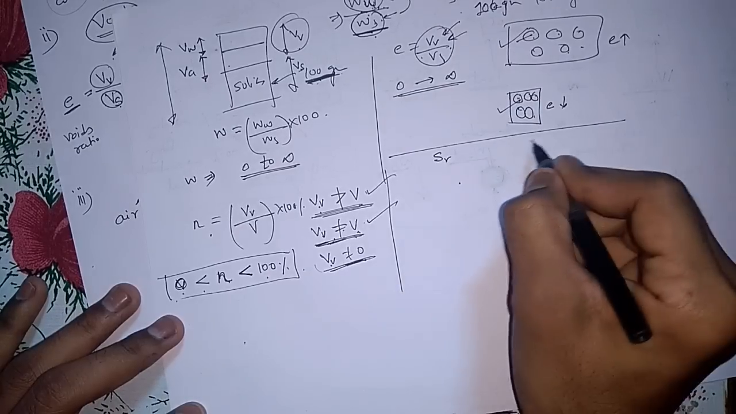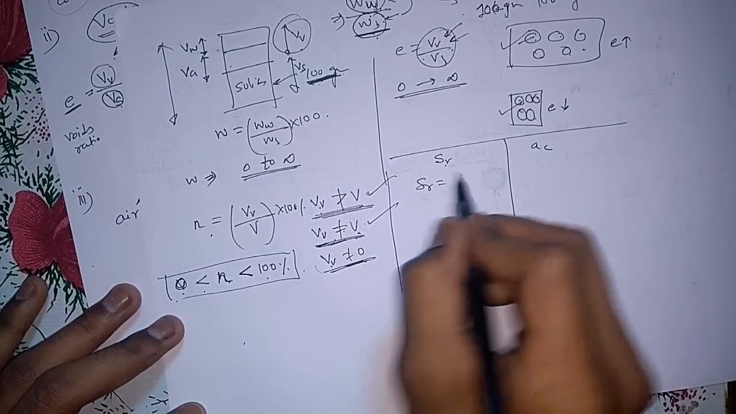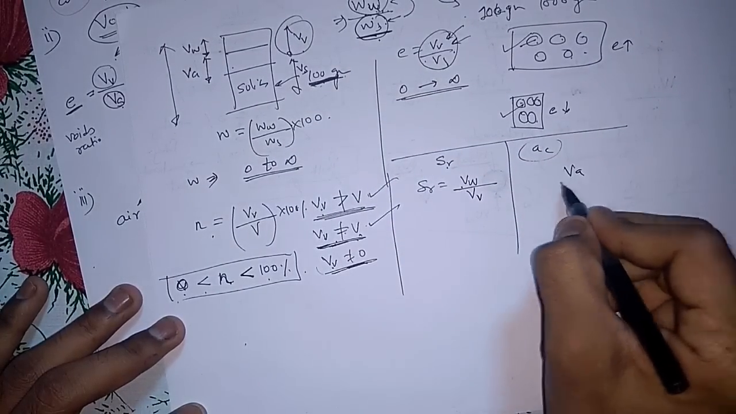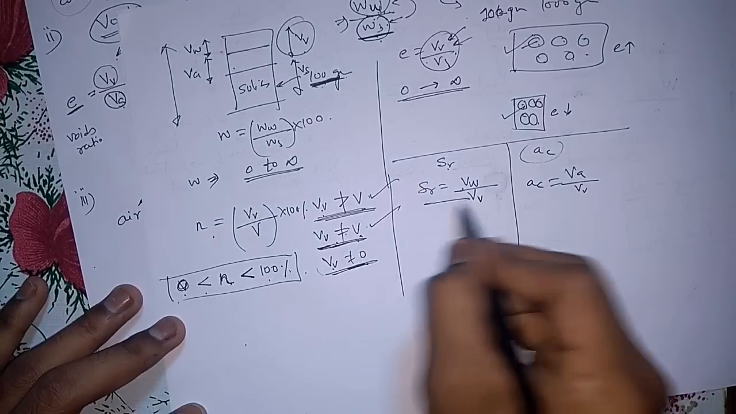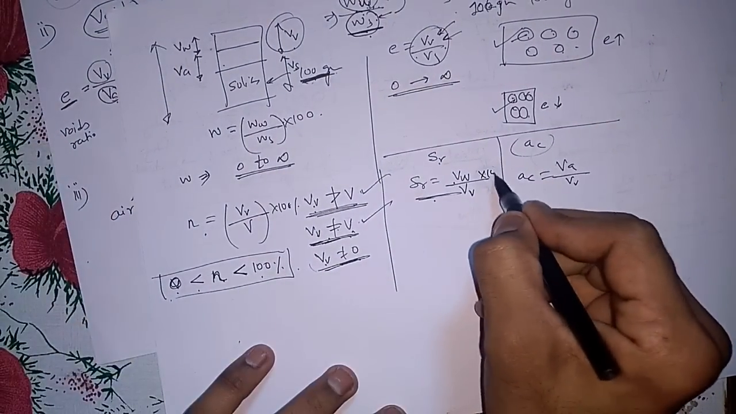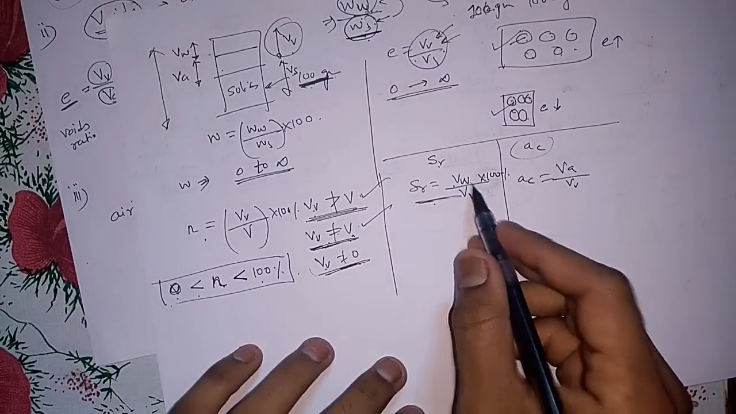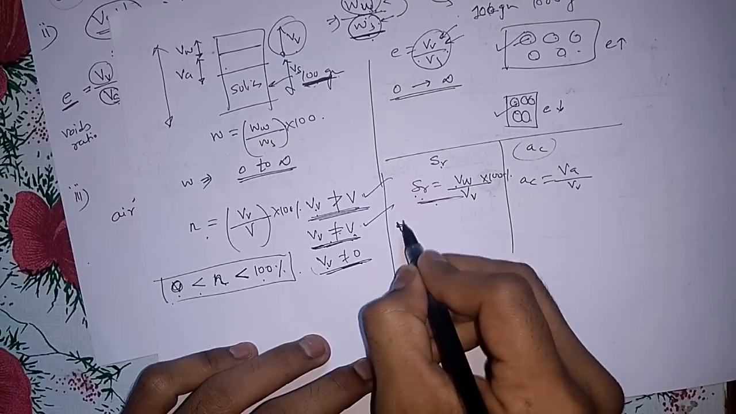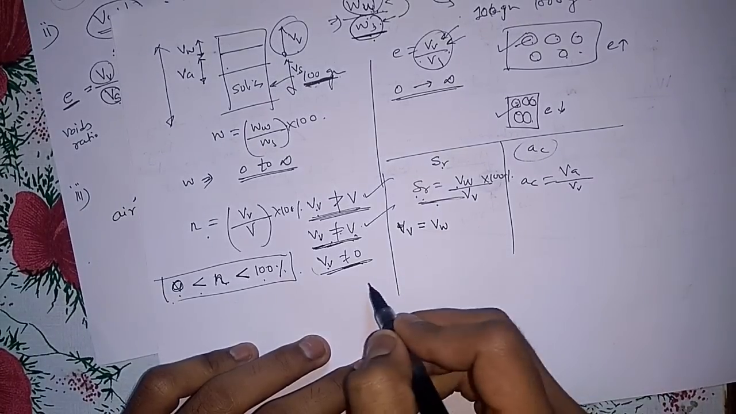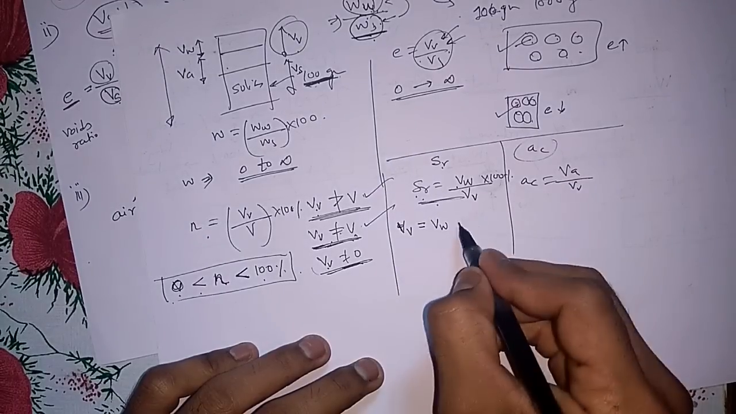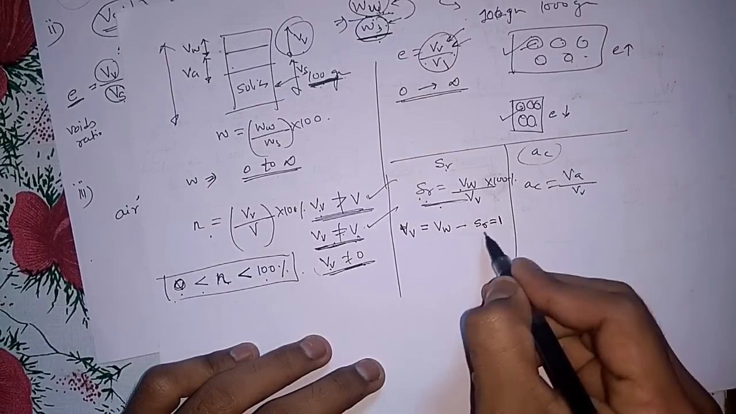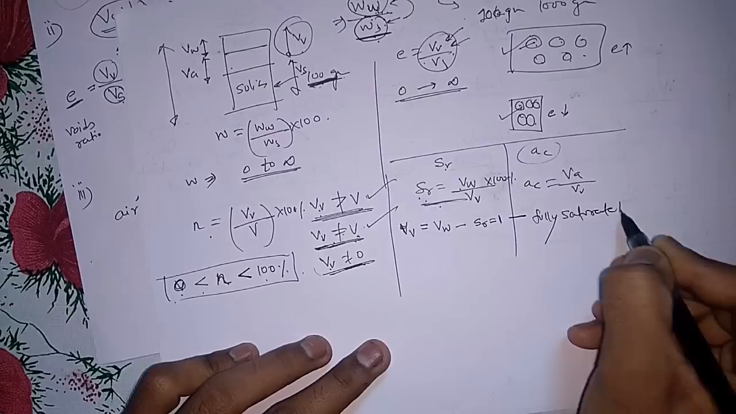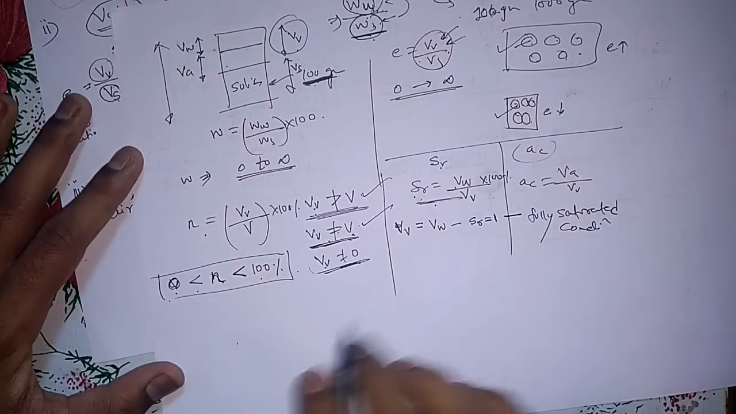Okay, next is about degree of saturation and air content. We define degree of saturation as the water present in voids, while we define air content as the air present in voids. The degree of saturation is also expressed in percentage. If the volume of voids is full of water, so entire voids are filled with water, it is called SR equal to 1, or you can say it is fully saturated condition. This is fully saturated condition.